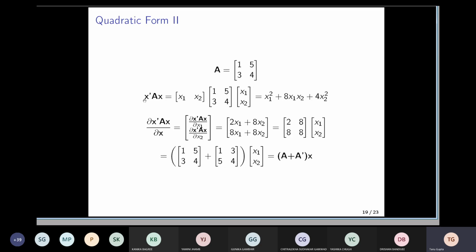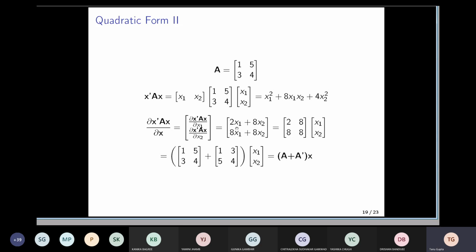Now we wish to find the derivative of this expression with respect to vector x. So what will it be? It will be this vector, and if we find the partial derivative of these two expressions, what will we get? We'll get these two expressions.